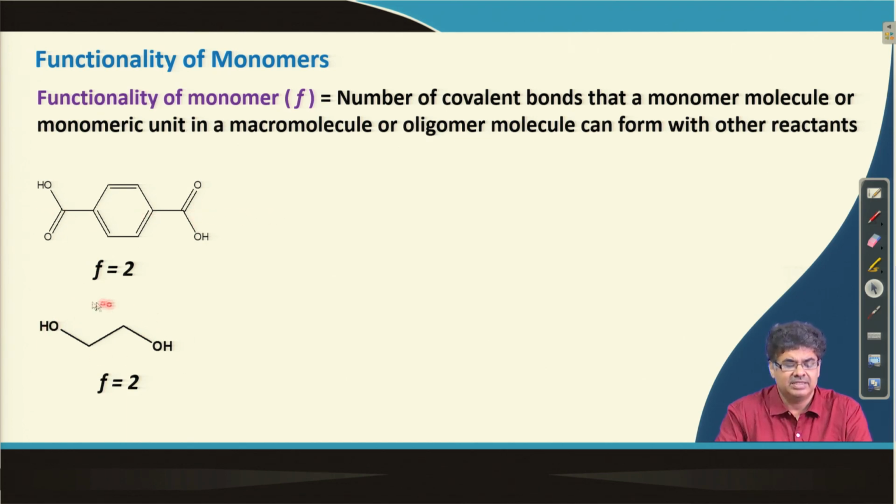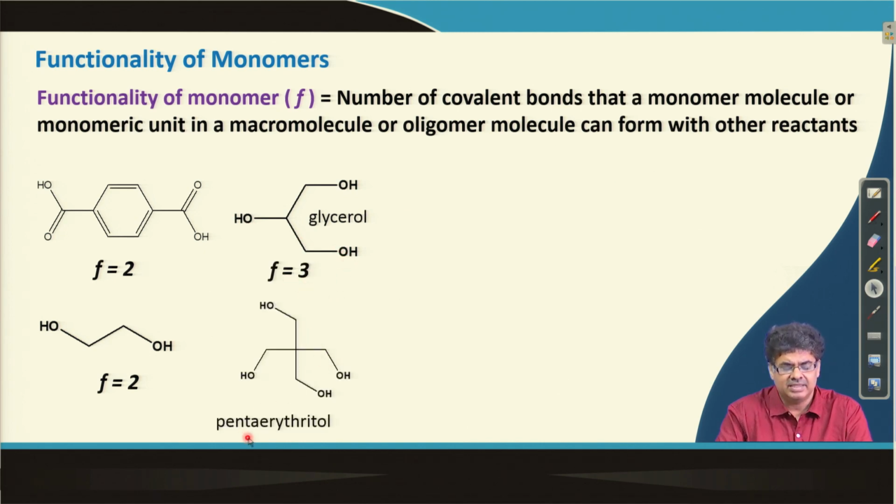Similarly, this dialcohol can react on two sides and form two covalent bonds. So, this functionality is also 2. Glycerol has 3 hydroxy groups, which can react with 3 acid groups, so it forms 3 covalent bonds. So, F is 3. And in this example, pentaerythritol, we have 4 hydroxy groups, so it can make 4 bonds with, say, 4 acid groups. In this case, F is 4.